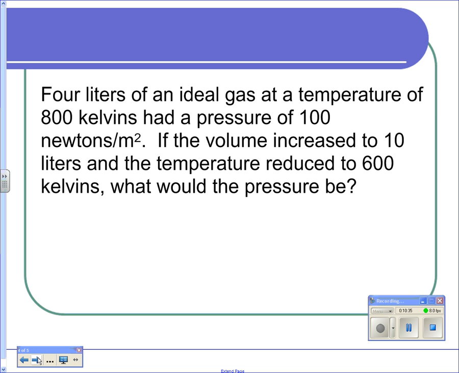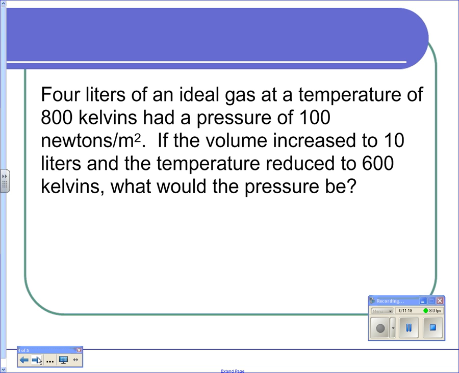Anyway, this is an example. 4 liters of an ideal gas at a temperature of 800 kelvins had a pressure of 100 newtons per meter squared. Volume increased to 10 liters, temperature reduced to 600. What would be the pressure? For Kelvin, you just write capital K. And newtons is a capital N, so if you want to write capital N slash m squared, that's fine.